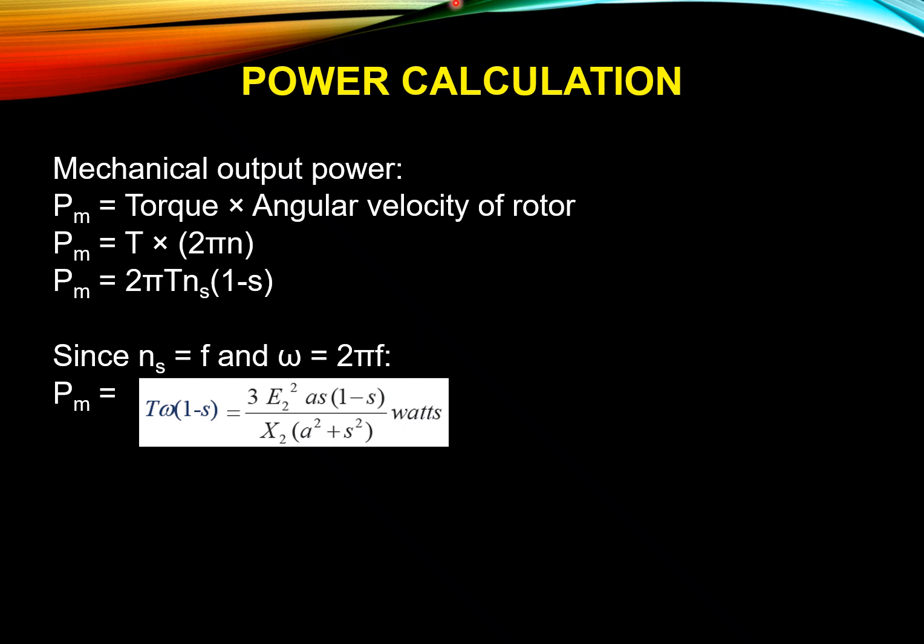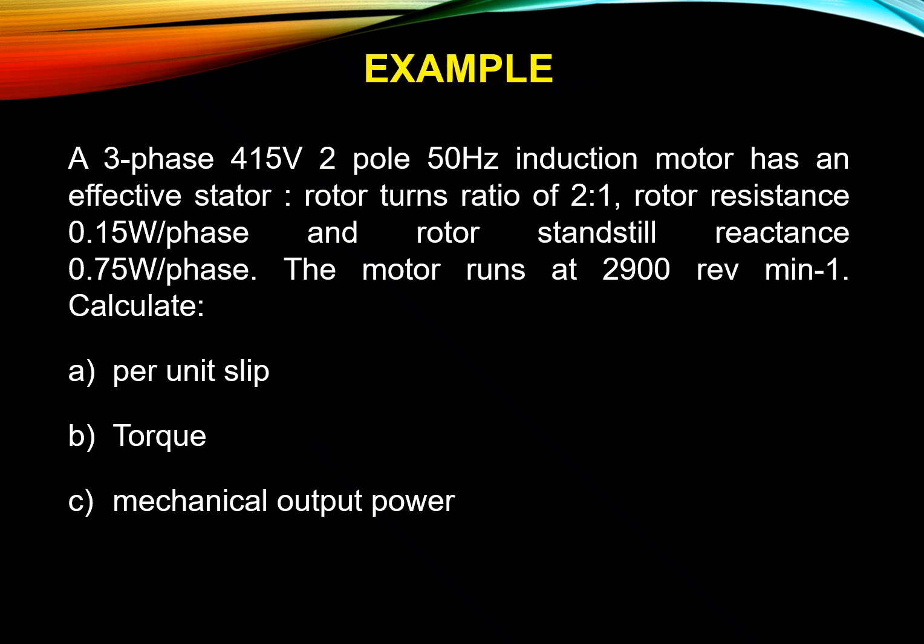Okay, and we also can calculate the power. The mechanical power PM is the torque times the angular velocity of the rotor. So we can just replace the values and calculate. And we also can replace to form this formula. Depends on the information in the question. So we will see one short example for you to understand.